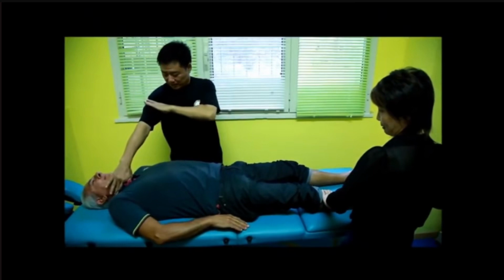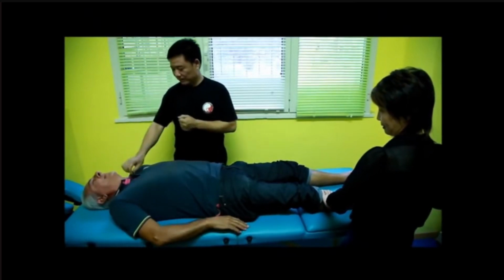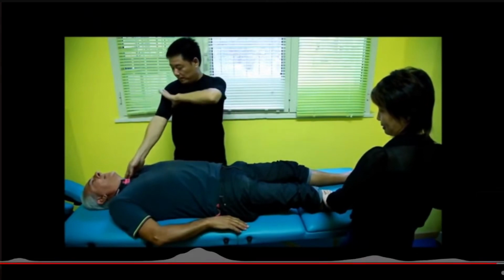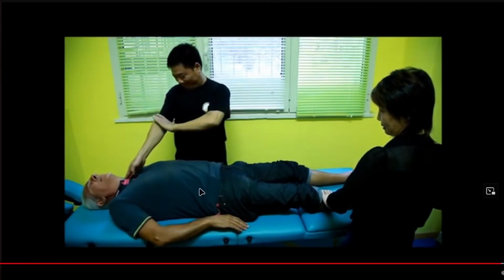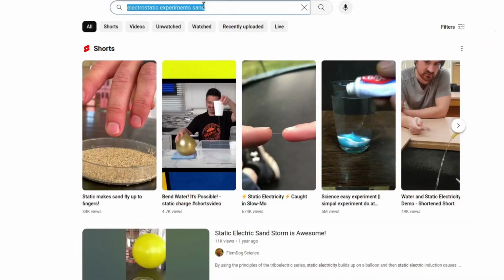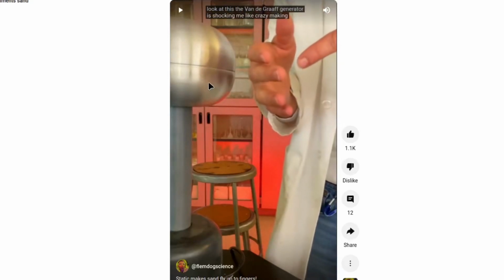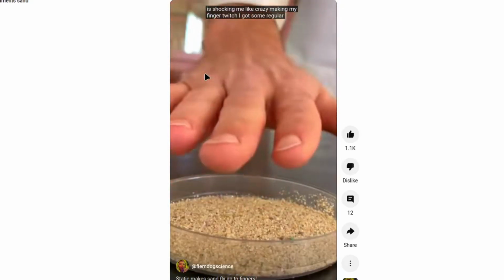And you can do this yourself. It's a pretty easy one, and you can cause people a jolt. You're going to have to use a lot of energy and a lot of pressure, but that's a pretty interesting thing. Now, if we type in electrostatic experiment sand, what we've got here is called a Van de Graaff generator, which generates sparks.